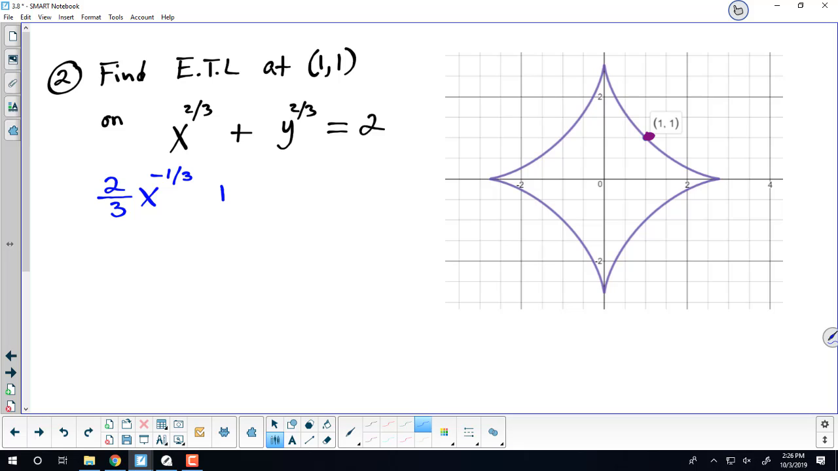plus the derivative of y to the 2/3. What's the derivative of y to the 2/3? It would be 2/3 y to the negative 1/3 y prime. Okay, 2/3 y to the negative 1/3 times y prime is equal to the derivative of 2, which is 0. So take the derivative of things normally. With the y's, you just add on a y prime, or multiply by a y prime, rather.